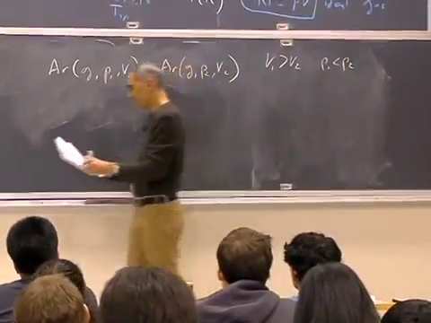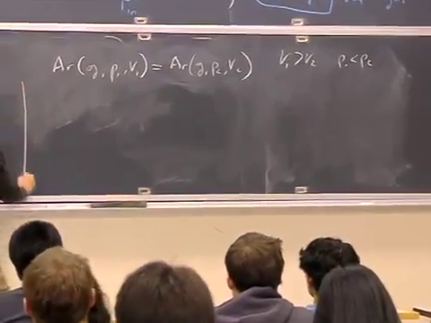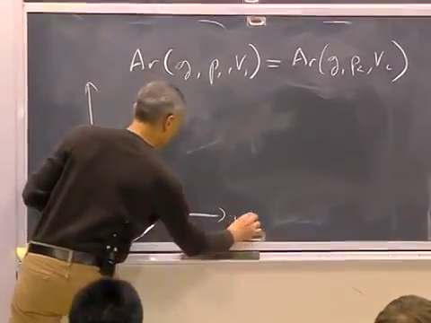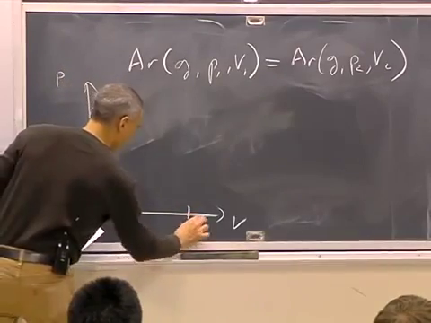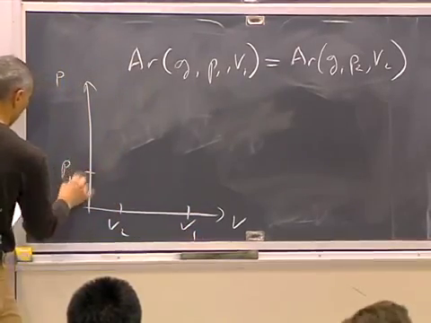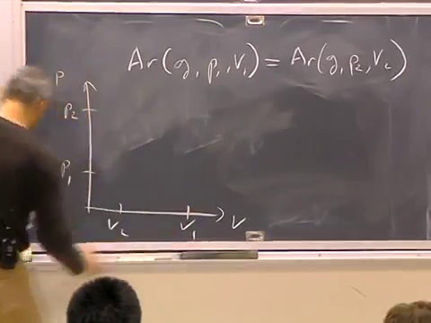Okay, so if I draw this on a PV diagram, there's volume on this axis, there's pressure on this axis. There's V1 here, there's V2 here, there's P1 here, P2 here. So I'm starting at P1, V1. I'm starting right here.